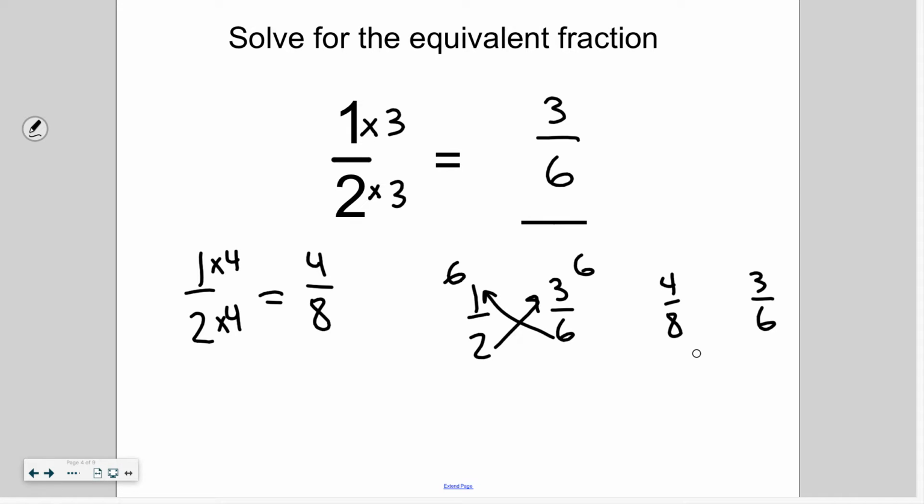Now let me test out 4/8 with 3/6, because if these are both equal to 1/2, then they should be equal to each other as well. So if this is true, then I know that my strategy worked. 8 times 3 and 6 times 4. Well, 8 times 3 is 24, and 6 times 4 is also 24. So I am in fact correct, right?